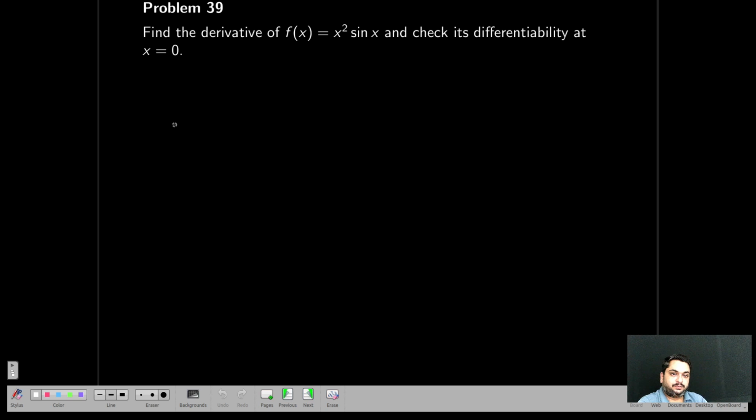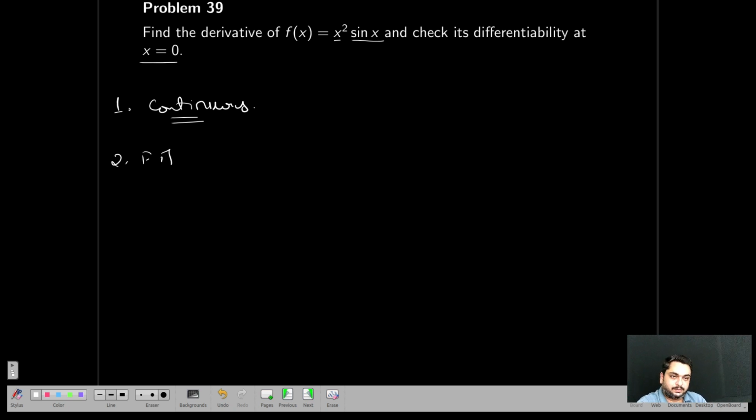Find the derivative of f of x equal to x square sin x and check its differentiability at x equal to 0. So x square is already seen, it's a continuous curve, and sin x is also continuous at x equal to 0. Therefore, the curve is continuous. So by observing only, you can check in the exams whether it's continuous or not continuous.